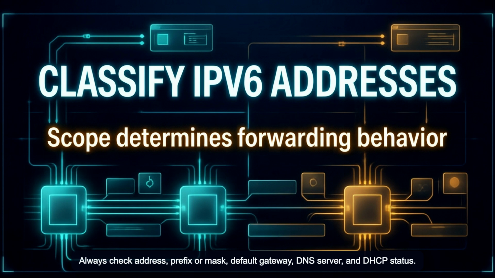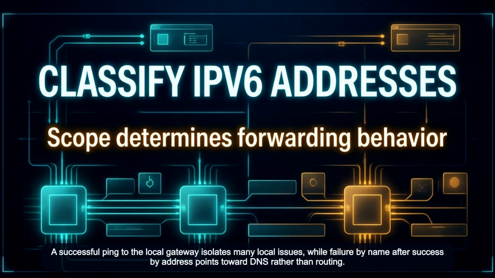Always check address, prefix or mask, default gateway, DNS server, and DHCP status. Compare the client's subnet with its gateway before testing a remote service. A successful ping to the local gateway isolates many local issues, while failure by name after success by address points toward DNS rather than routing.